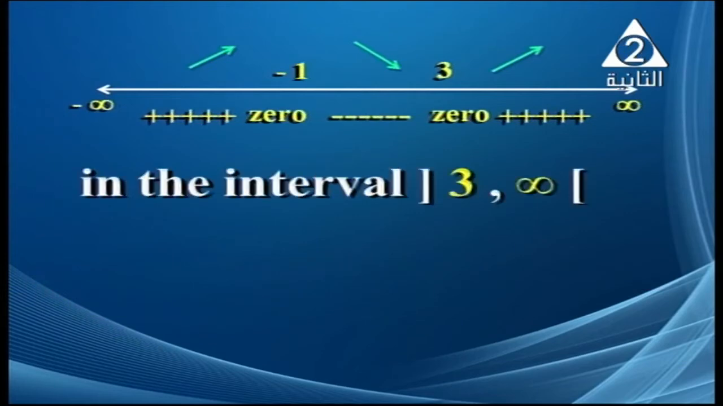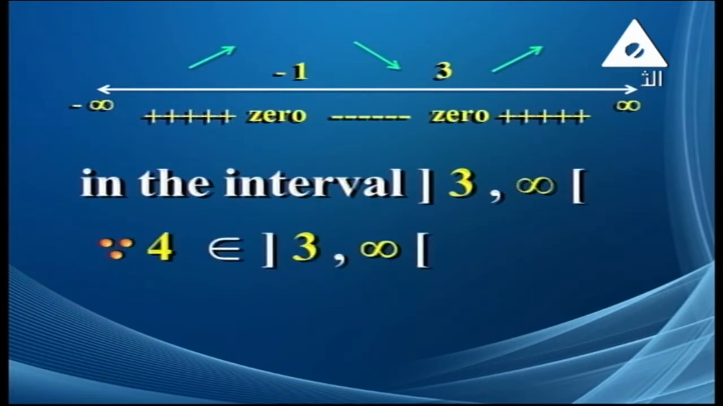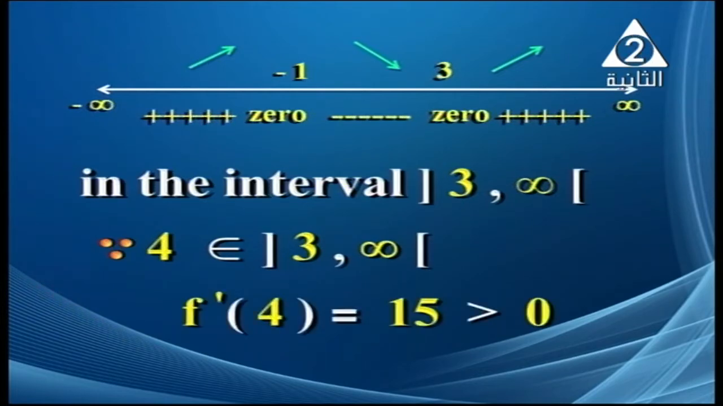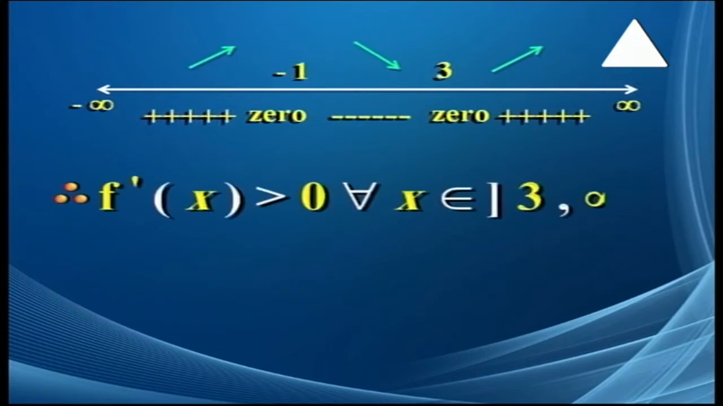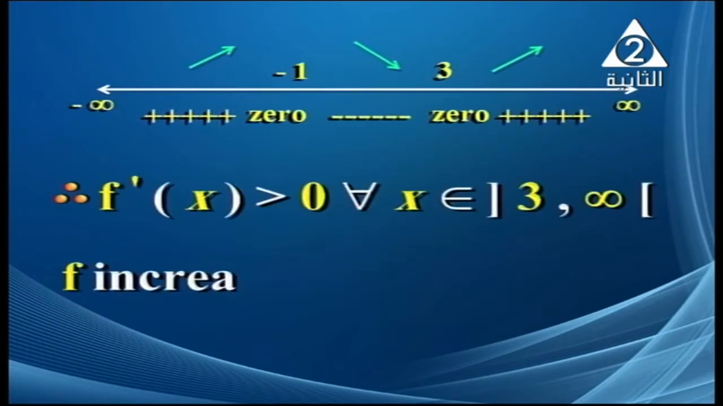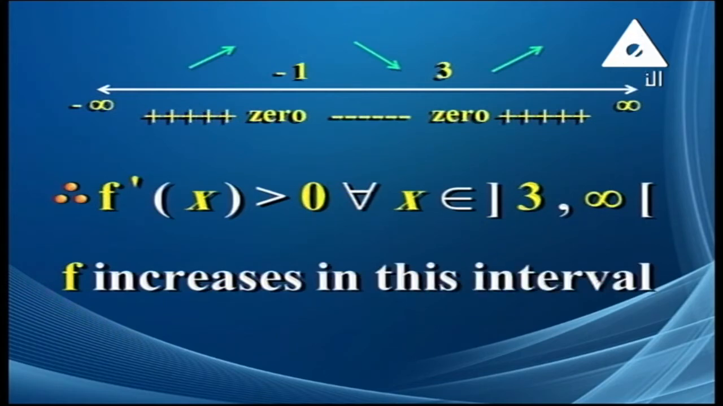We translate the third interval. In the interval (3, ∞), we choose a number belonging to the open interval (3, ∞) as 4. 4 belongs to the open interval (3, ∞). f'(4) equals what? Equals 15, more than 0. What about 15? Positive. Then f'(x) > 0 for all x belonging to the open interval (3, ∞). f increases in this interval.